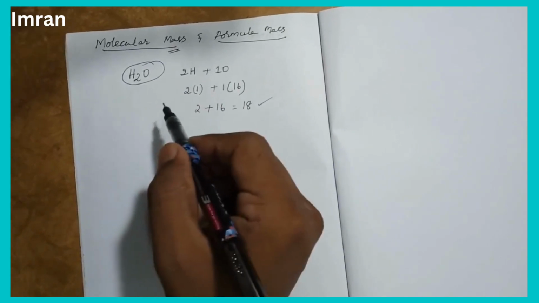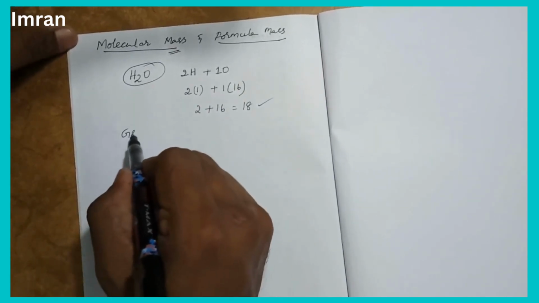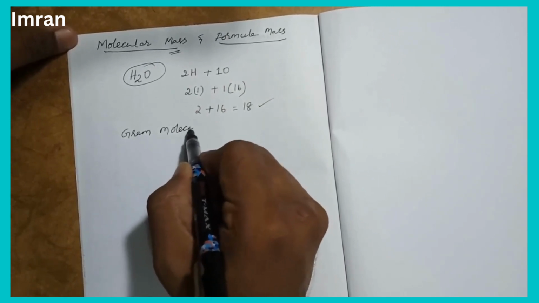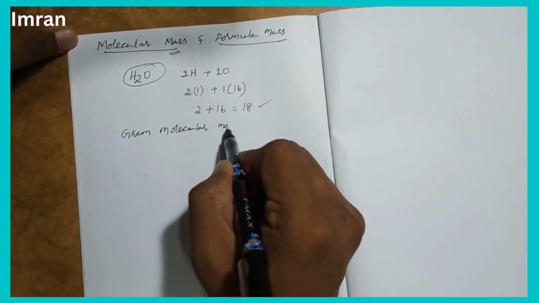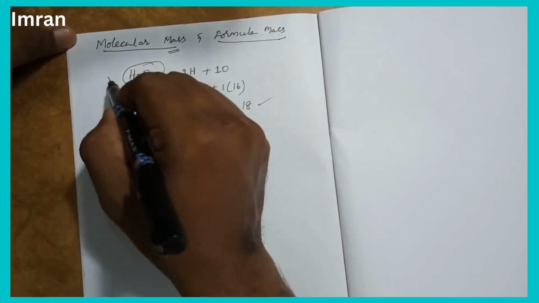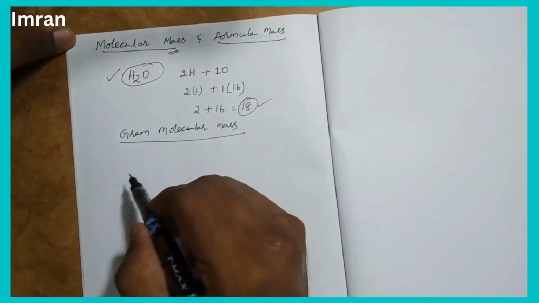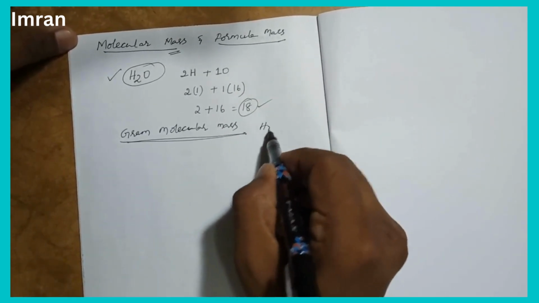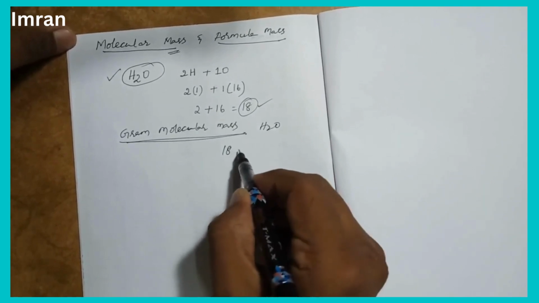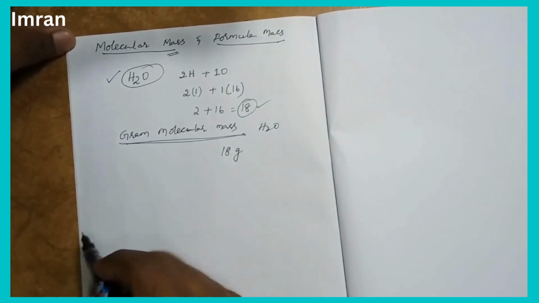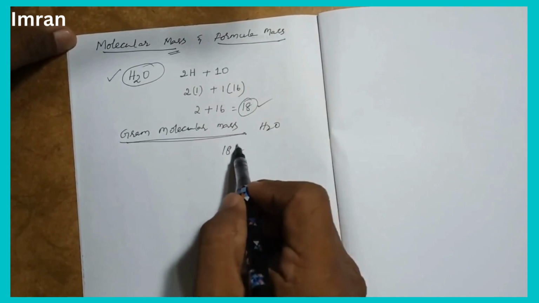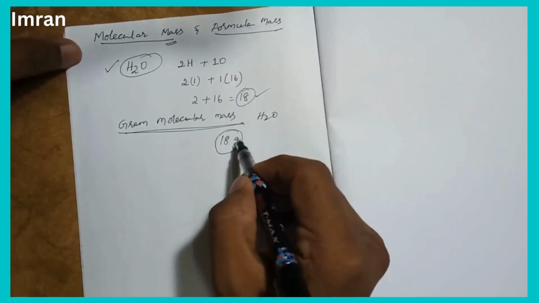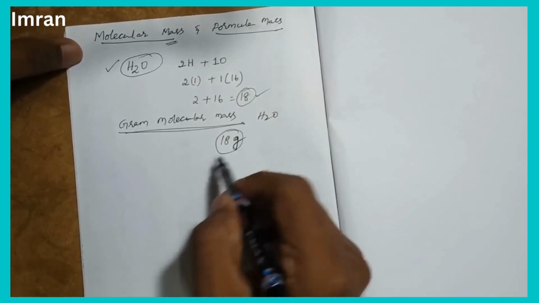At the same time, what is gram molecular mass? Gram molecular mass is the mass which is expressed in terms of grams. That's simple. The molecular mass of water is 18 AMU, atomic mass units, whereas the gram molecular mass of H2O is also 18, but it is expressed in grams: 18 grams. Simple. You just calculate the molecular mass of any substance and express it in terms of grams, and that will be the gram molecular mass.